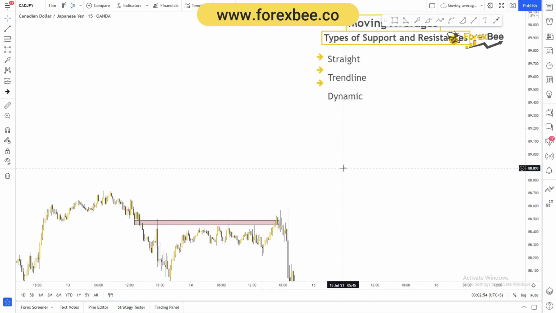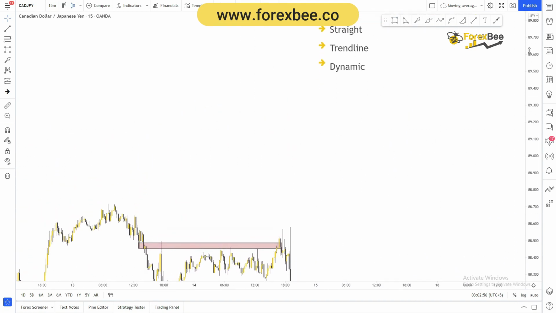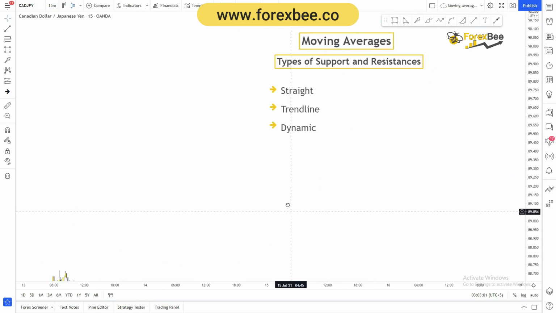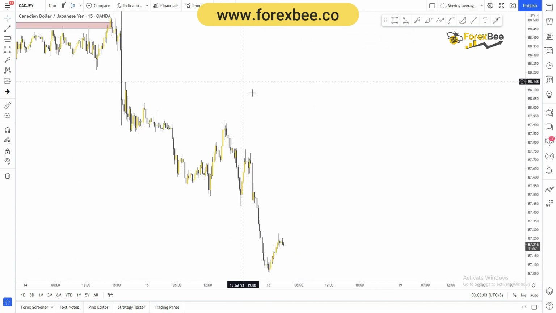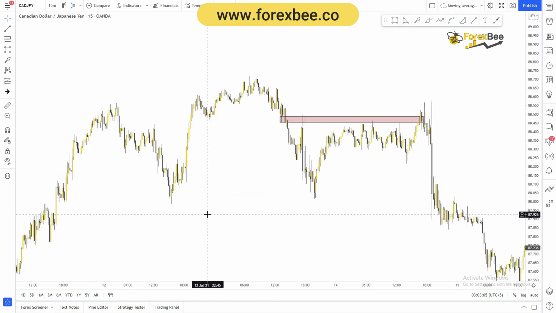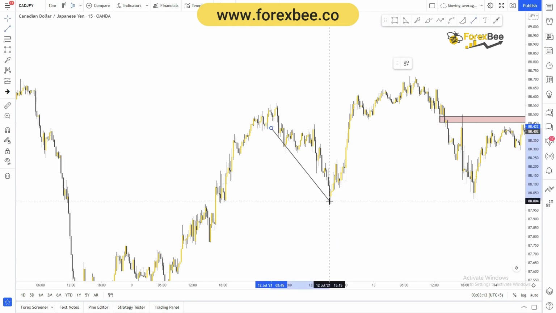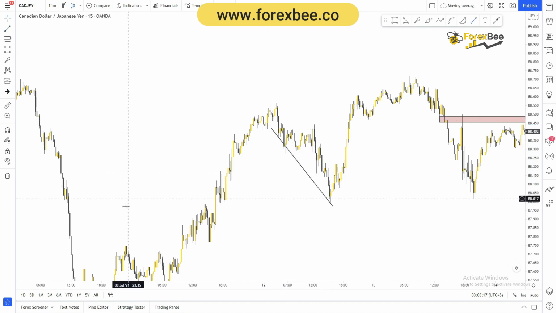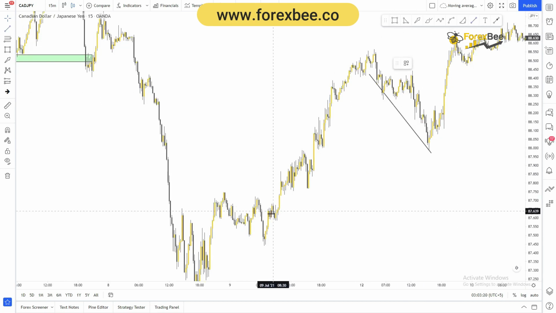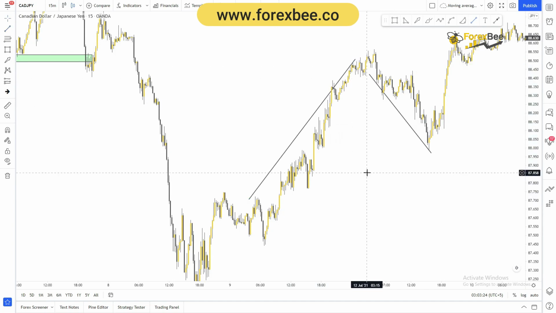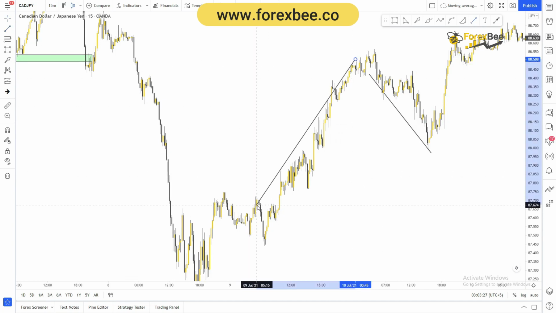There is another type which is basically the trend line support or resistance. So the trend line support or resistance is basically when the market is trending and we find the support or resistance in a trending market, right? So let me just draw this line here, and as you can see here, this line will act also as a support, and if we draw this line here, this line can also act as a resistance. So this is basically the support and resistance in trending market.